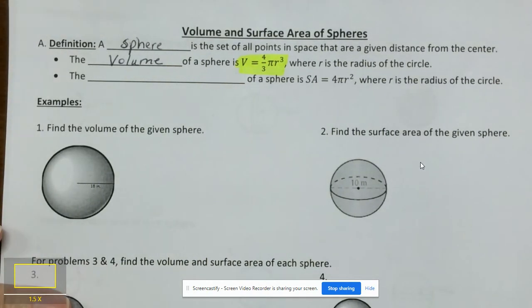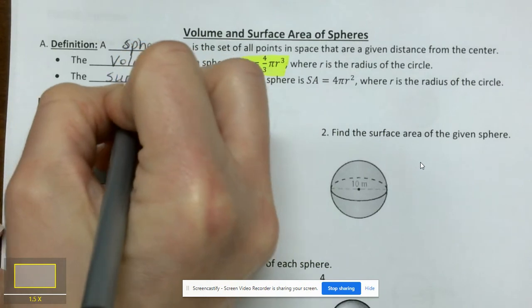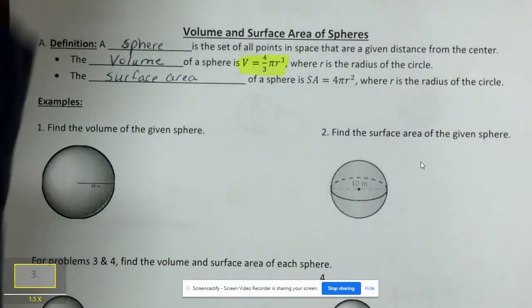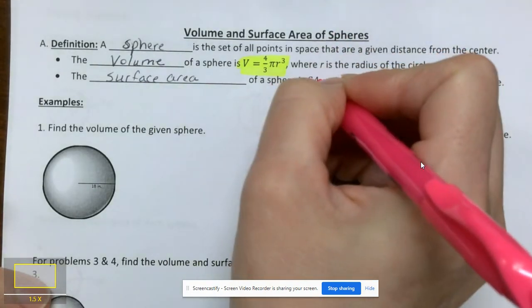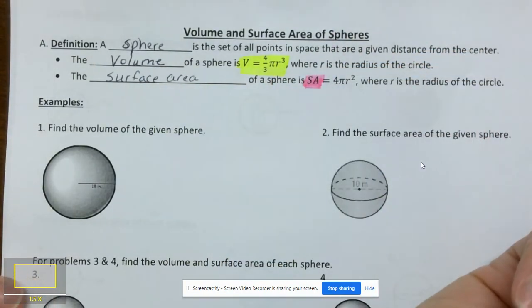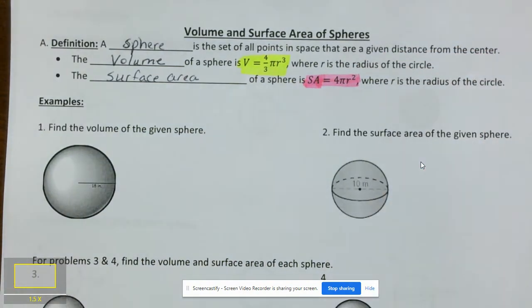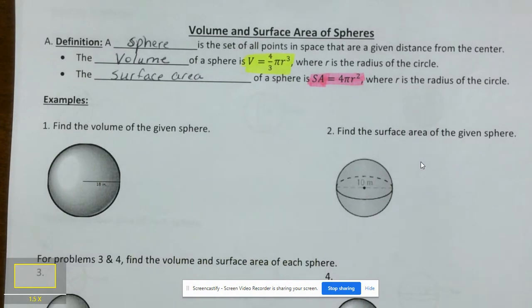And then the other one is the surface area of a sphere. We usually denote that with a capital S, capital A. You can see that right here. The surface area of a sphere is equal to 4 pi r squared. And again, that is where r is the radius of your circle. So let's see how we would use these formulas to work a problem.